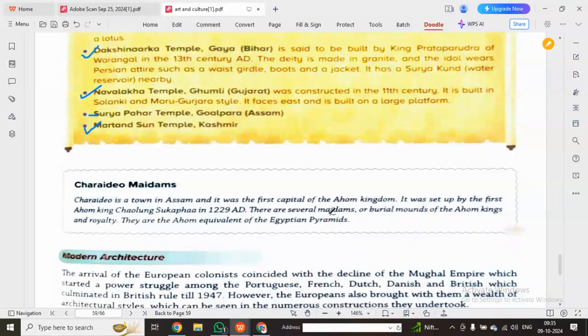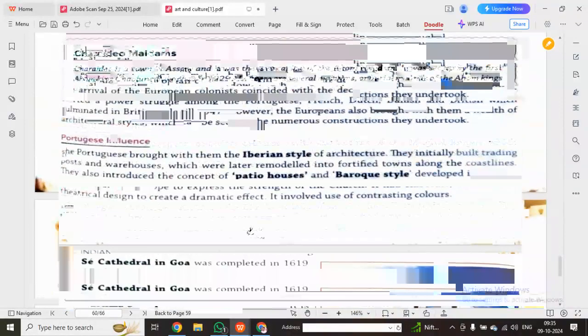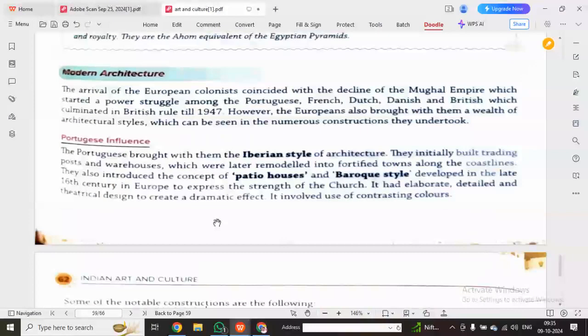It was a town in Assam and the first capital of the Ahom Kingdom. It was set up by the first Ahom king, Chaulang Sukha, in 1229 AD. Sorry. Coming to the modern architecture.